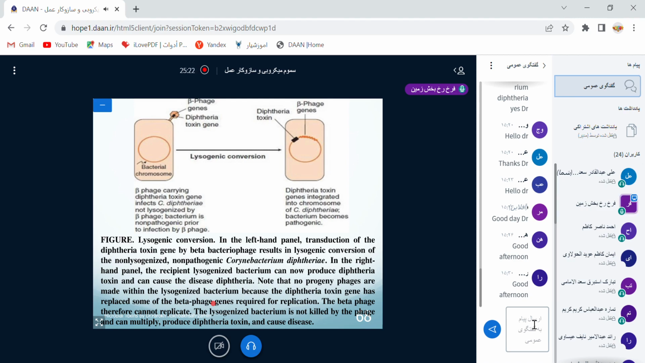It is why some Corynebacterium diphtheriae are of less virulence and some are of high virulence and highly pathogenic. It is only according to the absence or presence of the prophage of beta phage.